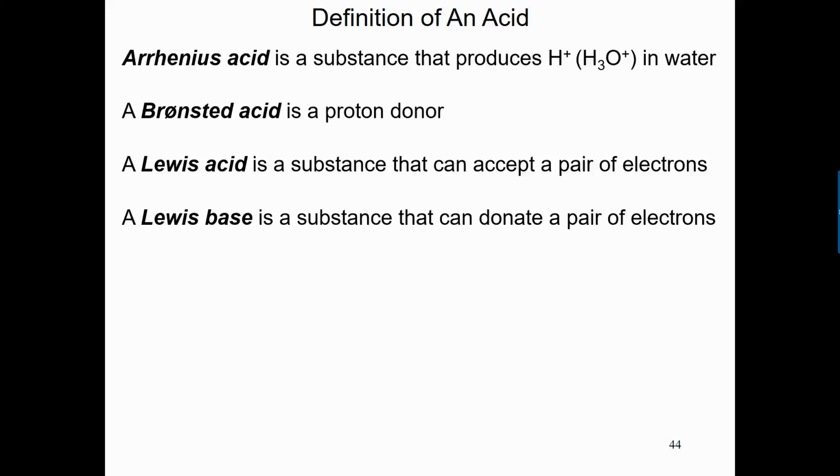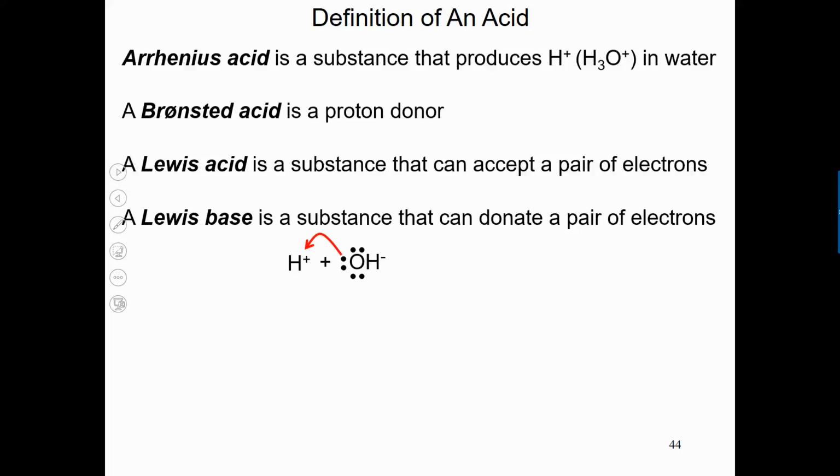Okay. Now a Lewis acid is a little different because now it's talking about pairs of electrons being transferred. Okay. So a Lewis acid is a substance that can accept a pair of electrons, whereas a Lewis base is a substance that can donate a pair of electrons. And you'll talk about Lewis acids and bases a lot in organic chemistry. That'll be more of a big deal in organic chemistry.